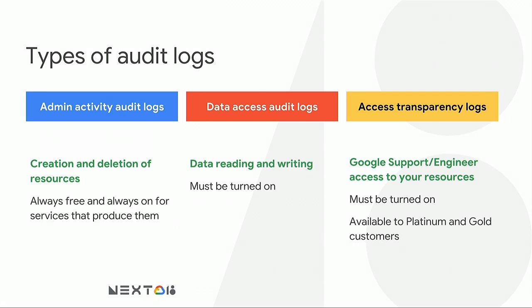And the third type of audit logs is access transparency logs. And these tell you when Google support or Google engineers access your resources. These logs must also be turned on, and they're available to Platinum and Gold customers.